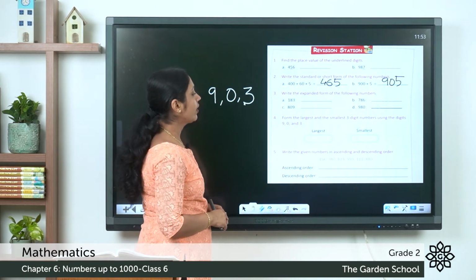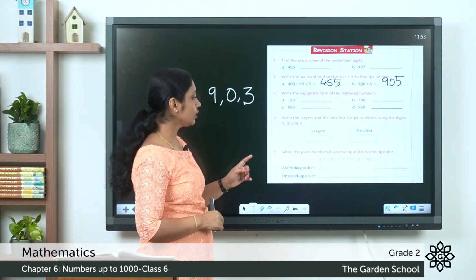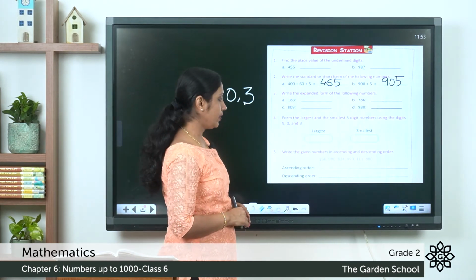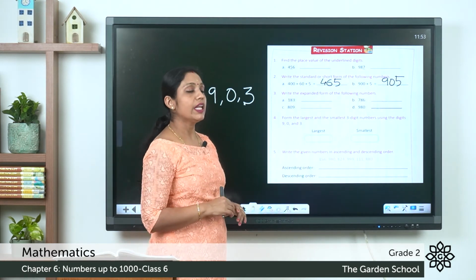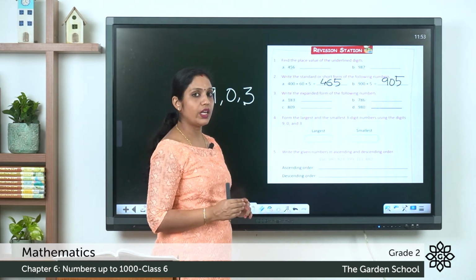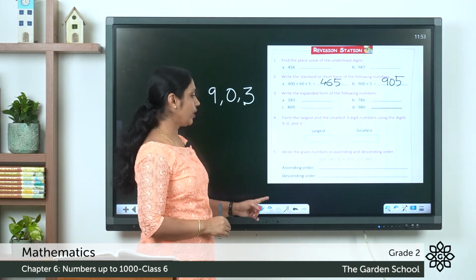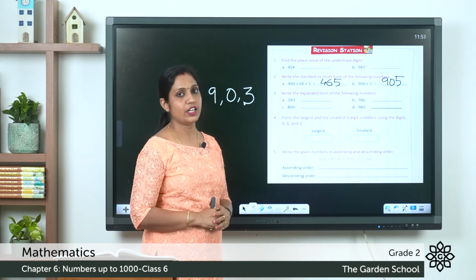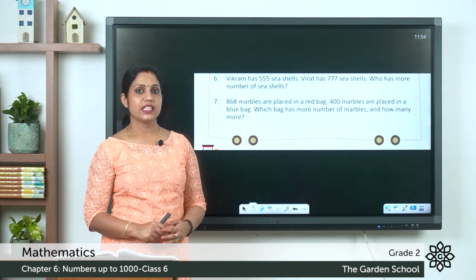The next one, write the given numbers in ascending and descending order. The numbers 856, 980, 824, 999, 111 and 880 have been given. We have to write them in ascending order and descending order. So find it out and write it.